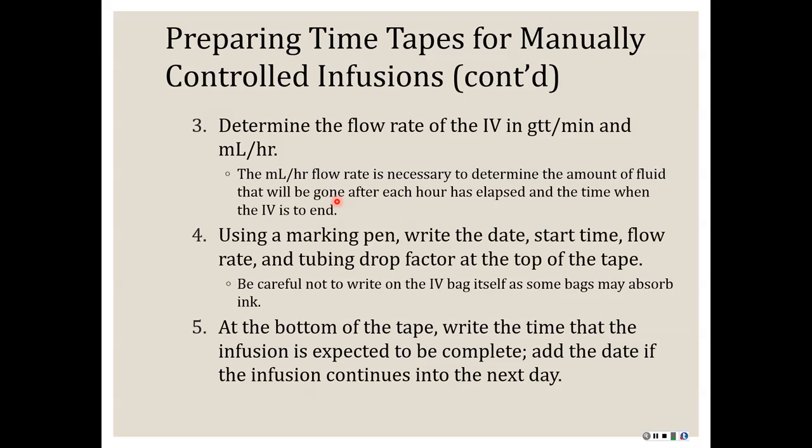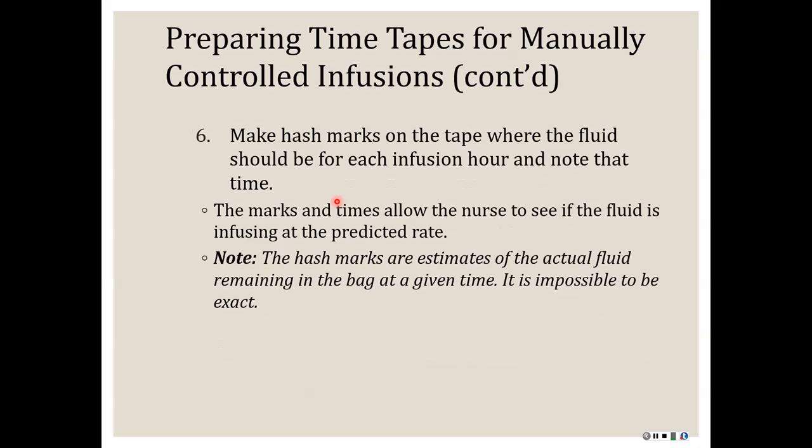What we're going to be doing now is looking at the IV rates in drops per minute and mL per hour. You would use a pen and you would write on the tape. You want to make sure not to write on the actual IV bag, because we don't want it to potentially leach through the plastic and into the fluid. So you're always just going to write on that tape itself, and then you would write on the bottom of the tape the time that you expect it to be completed, or that end time, and then also the date if it goes to the next day.